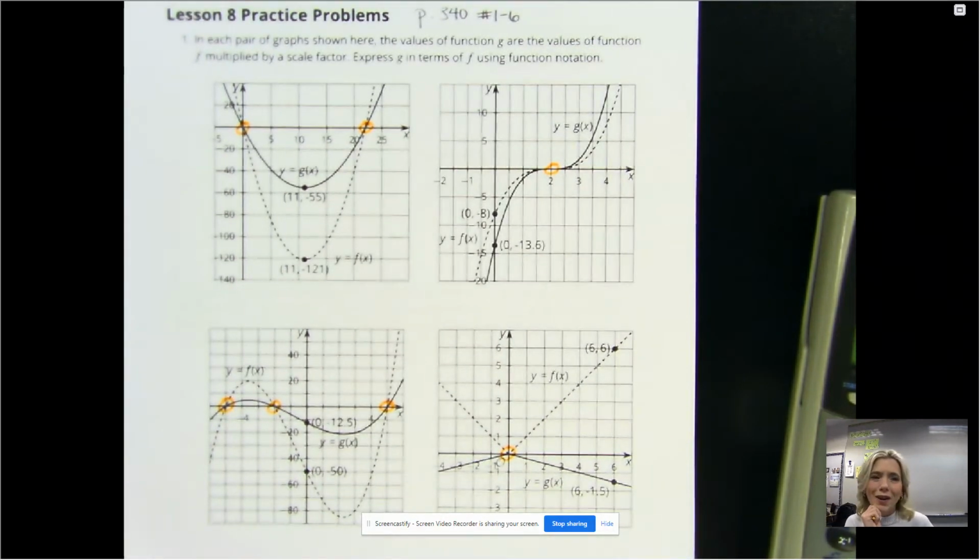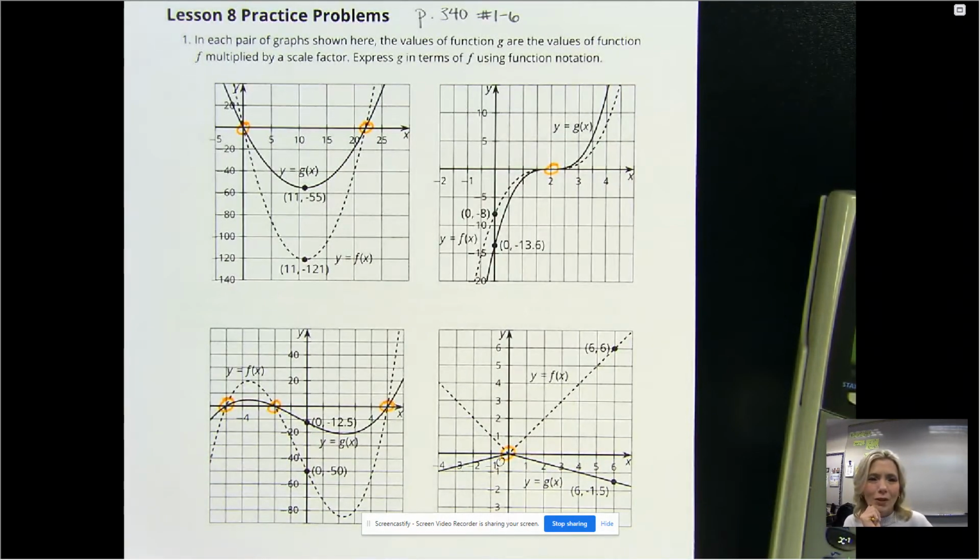So we had Unit 5, Lesson 8, Practice Problems, page 340, numbers 1 through 6. Our big idea today was scaling the outputs of a function to create a new function. And on number 1 here on your assignment, we can see that that's what's been done to all of these graphs because they have the same x-intercepts. So when they have the same x-intercepts, you can always write one function in terms of the other using some sort of scale factor, and we call that scale factor k.